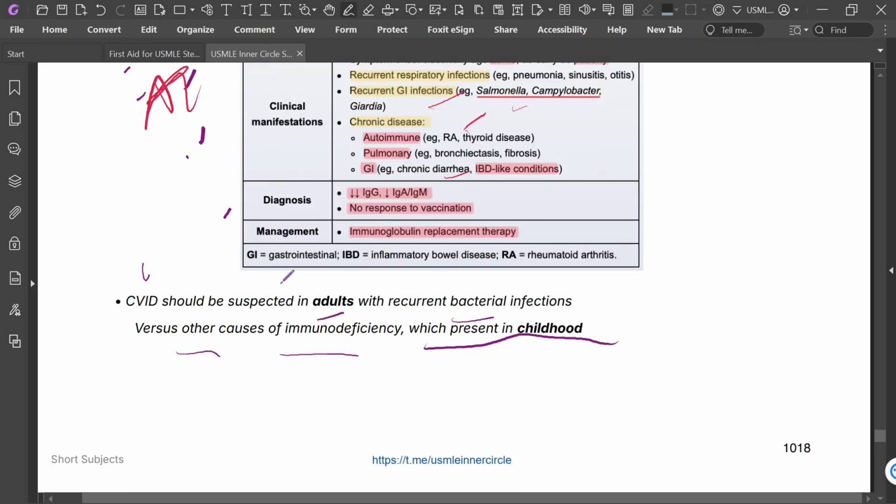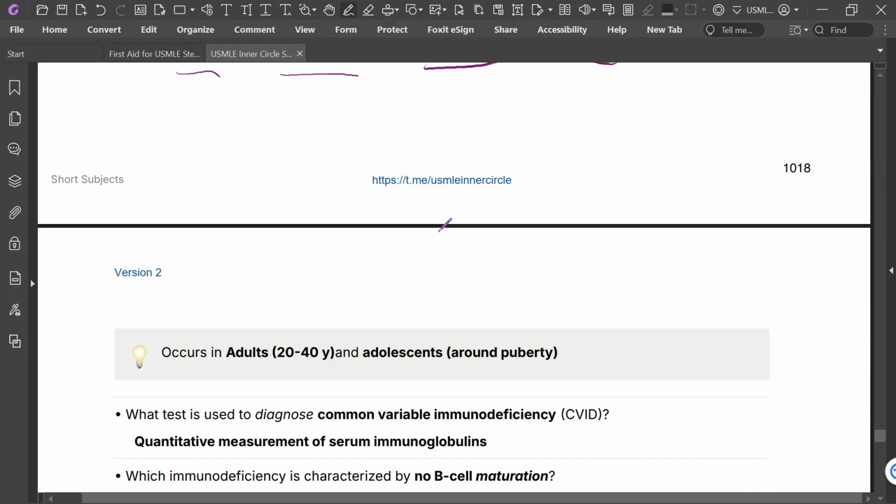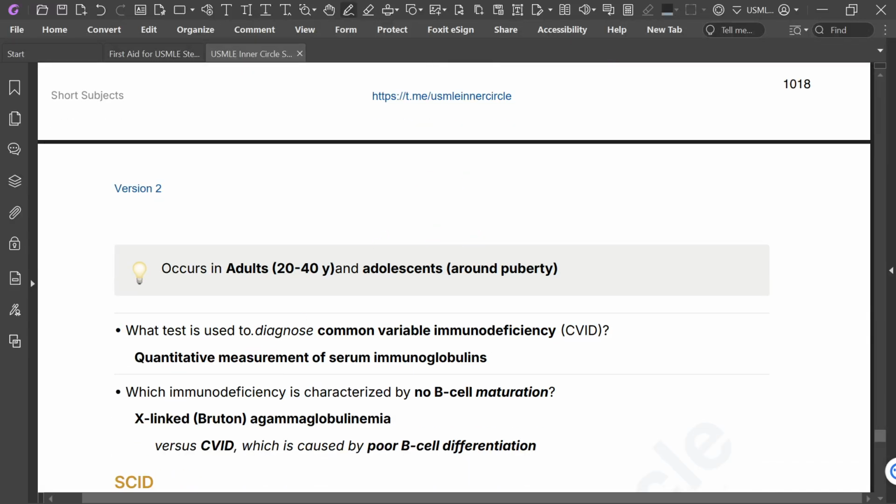So CVID should be suspected in adults and childhood. Bruton's for babies, CVID for adulthood, adolescence and childhood. It occurs in adults 20 to 40, and in adolescents around puberty.